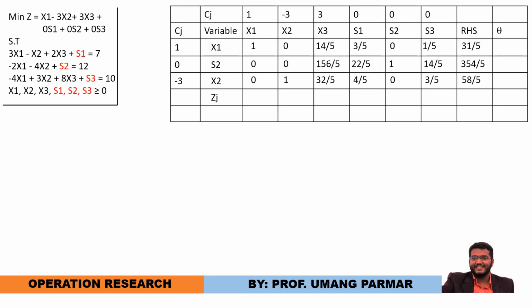Now our task is to find the zj again. Again we have the same procedure. If you want to find the zj, you need to multiply this 1 with the 1.